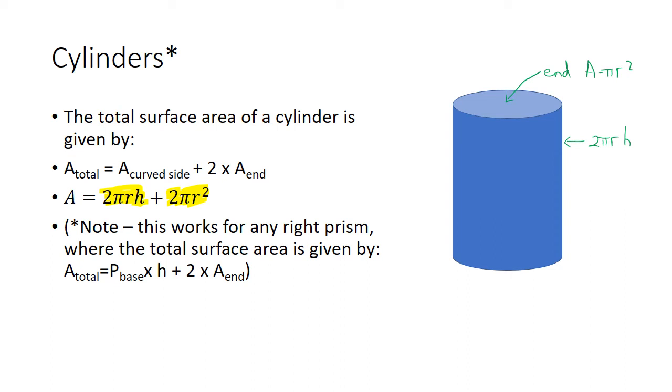So that formula gives you the total surface area of a cylinder, but it also works for any right prism. Now a right prism is something which has two ends that are the same shape, and then all the other sides are at right angles to that end. Basically the way you can work out the area of that prism is it's the perimeter of the base multiplied by the height, and that will give you the area of the sides, and then you add 2 times the area of the ends.